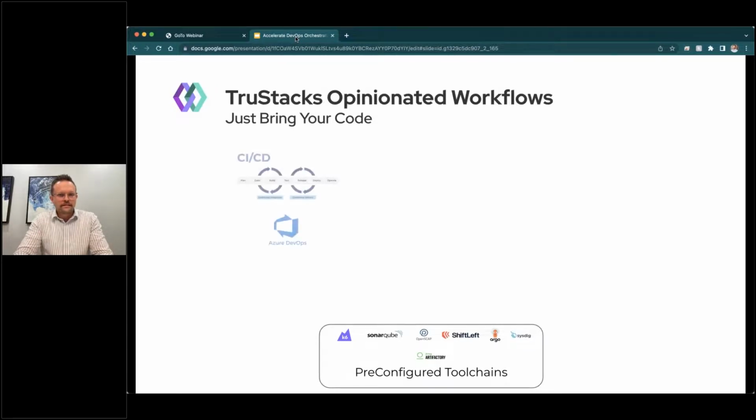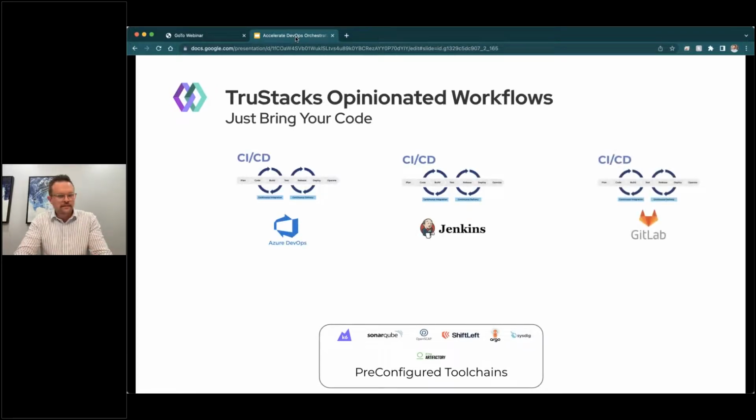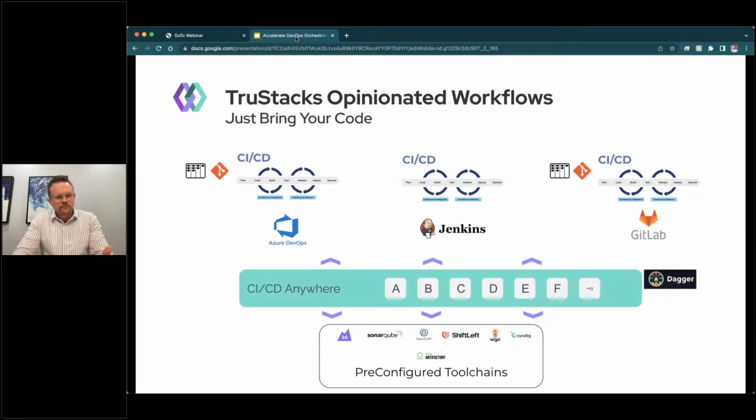So going back to this slide, right? We have our CICD process, we've got our pipelines. Whether you're in Azure DevOps, Jenkins, or GitLab, it's all the same thing. However, this time, we can run CICD anywhere. We create the step once. So step A is linting, or B is compile for a specific language, right? We create that step one time, and we just call it from any one of these CI tools.